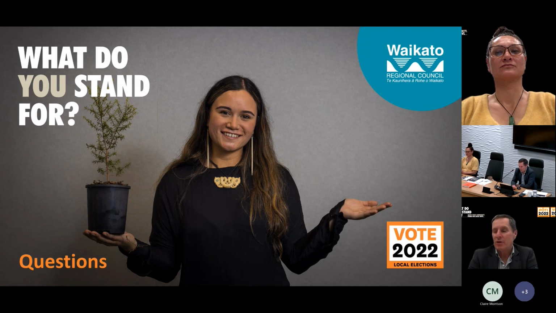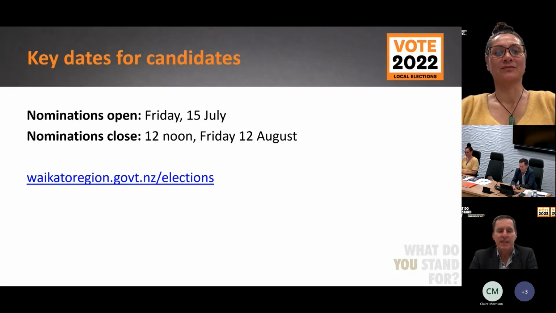Okay, well, look, thank you for those who have attended and taken the time and stuck with us until the end, or those who at a later date are watching this recording. I guess a key thing to remember is those dates for candidates. Nominations open in just over a week on Friday the 15th of July. And most importantly, the nominations must be in by 12 noon on Friday the 12th of August. The candidate handbook, nomination forms, and a host of other information is available on our website, waikatoregion.govt.nz/elections.